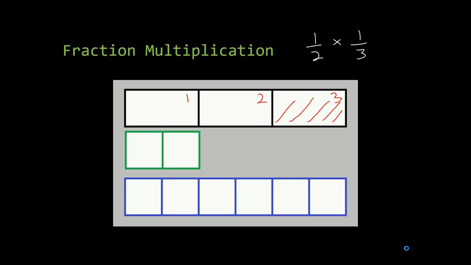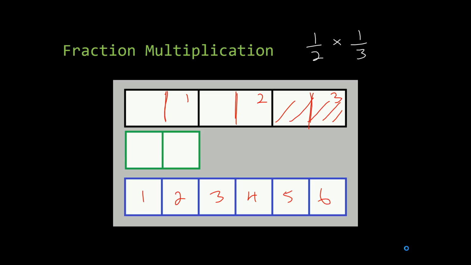Then what you need to do is simply break up this 1/3 piece into halves. Notice now that you have 1, 2, 3, 4, 5, 6 pieces when you do that.